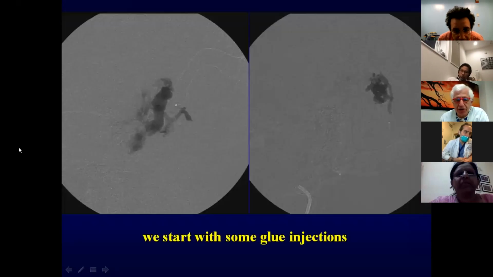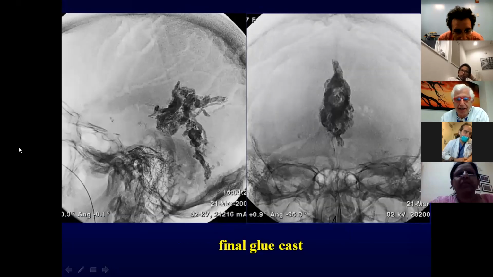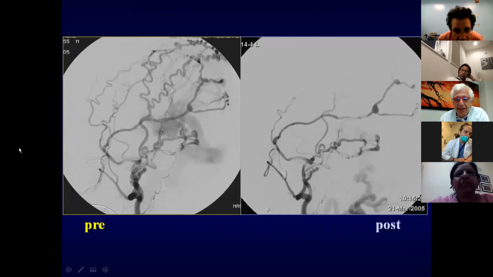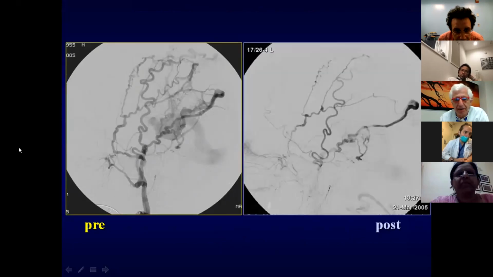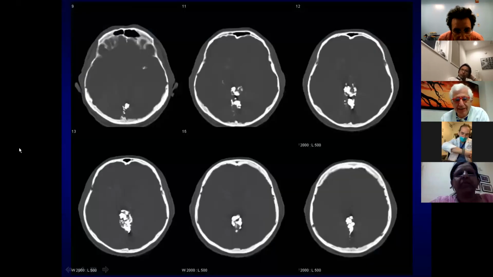We started to inject glue in different locations to finally obtain this, which is ugly, but it did the job, because the immediate result at the end of the procedure was already a complete change in the flow into the fistula. This is on one side, and on the other side the external carotid arteries. And you can see where the glue was.